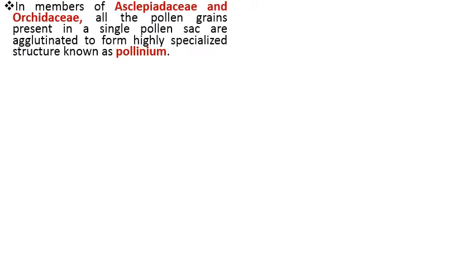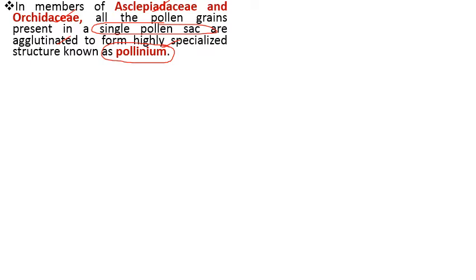We have some families like Asclepiadaceae, which is commonly known as the milkweed family. An example is Calotropis. Then we have Orchidaceae. In these, the pollen grains are present in a single pollen sac and are agglutinated to form a highly specialized structure called pollinium. So it is a composite structure of pollen, which as a whole unit, as a single unit, is transferred and pollinates.